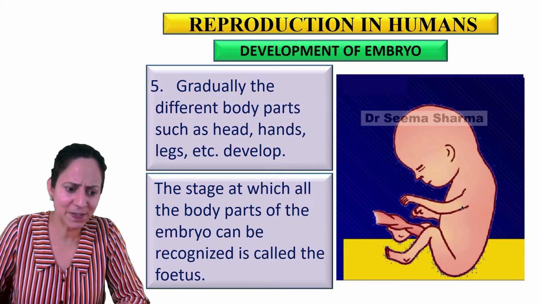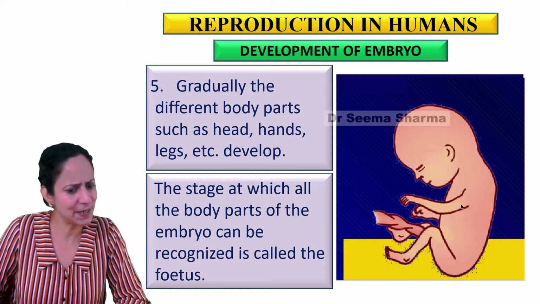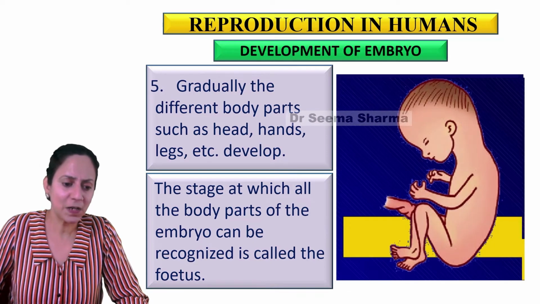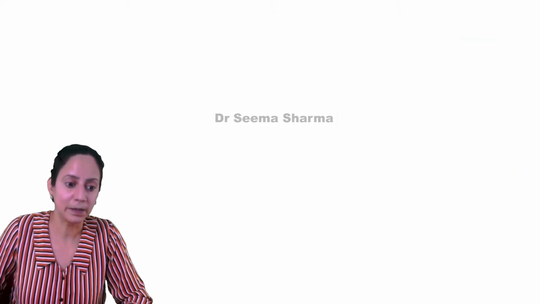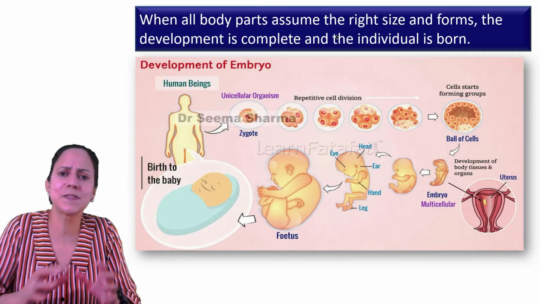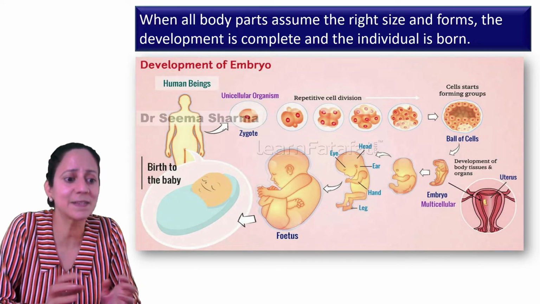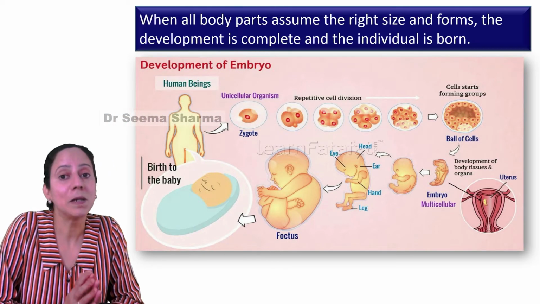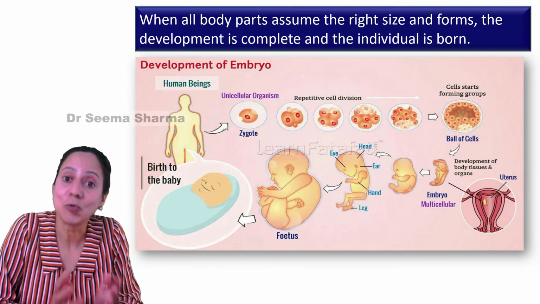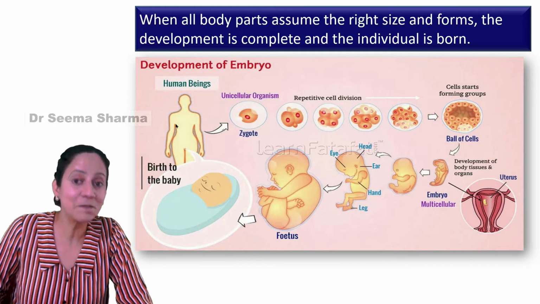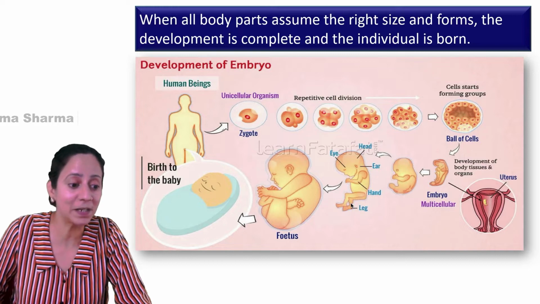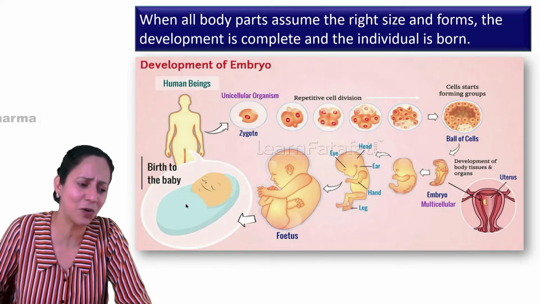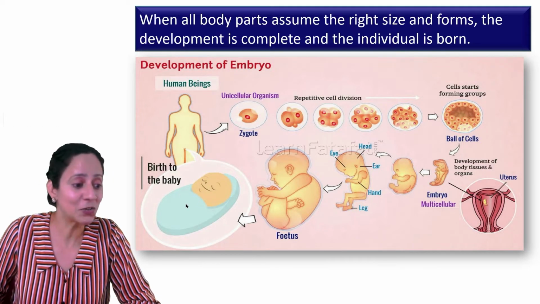F-O-E-T-U-S. So like you can see here, all body parts are clearly identifiable. The fetus also gradually keeps on developing, and finally when all body parts assume the right size and form, the development is complete and the individual is born. And this clip is clearly depicting the different stages of embryo development in the case of human beings, right from zygote to birth of the baby.